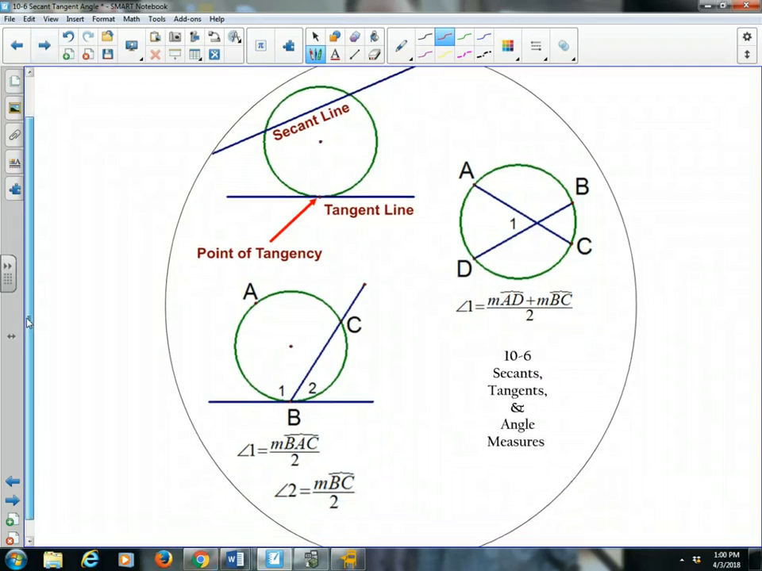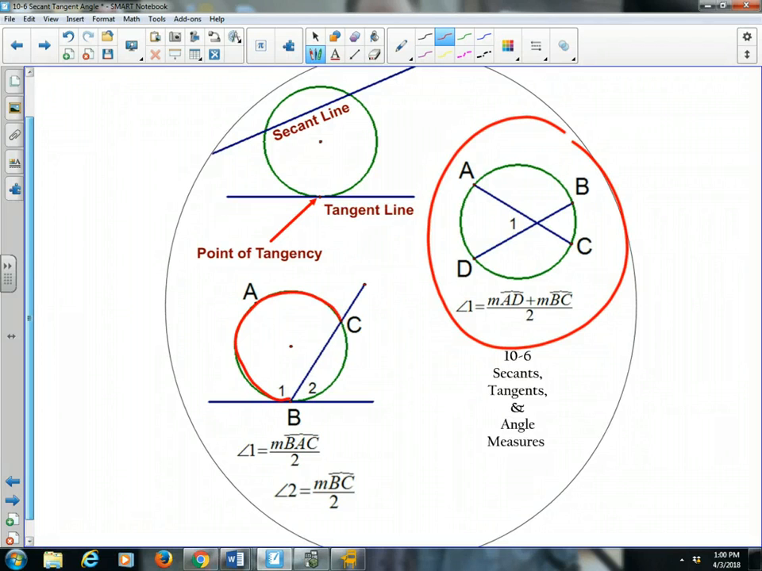And the third part of our circle book on this page is when we have a secant and a tangent that intersects at the point of tangency. Very similar property to this one, I guess. The angle 1 here equals its intercepted arc divided by 2. So if I want to find angle 1, I would want to know its intercepted arc, which is arc BAC. Whatever that degree measure is, I'm going to divide it by 2 to get the angle.